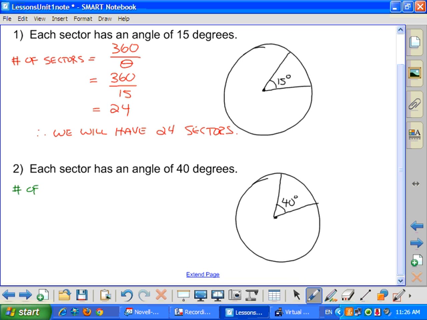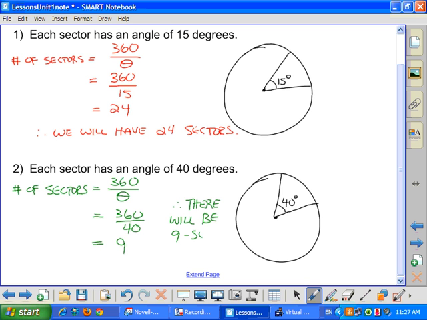Number of sectors is equal to 360 divided by theta. So 360 divided by 40, and we end up with 9. So therefore, there will be 9 sectors. That tells me how many pieces of pie I end up with. So 1, 2, 3, 4, 5, 6, 7, 8, 9. Not all 40 degrees in my sketch, but all right.